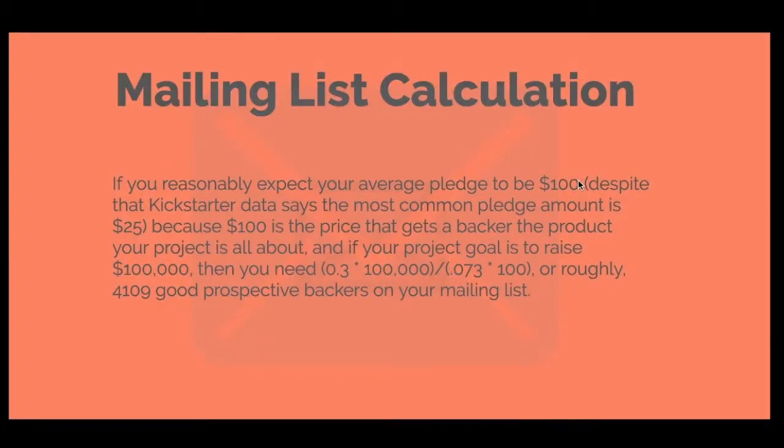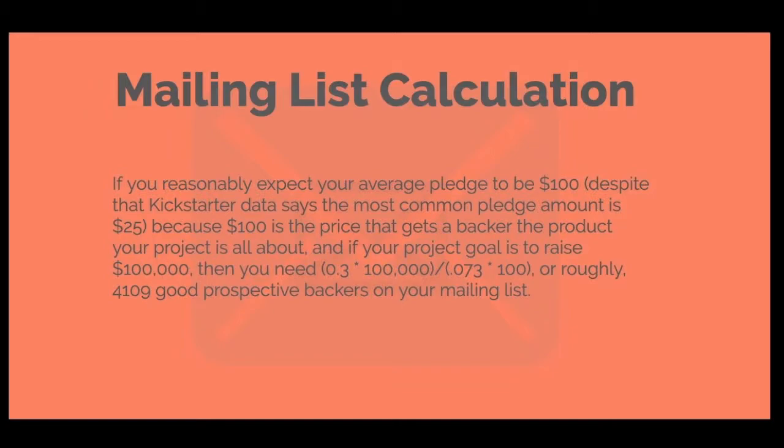Then you might want to break down your mailing list calculation, and this will determine kind of when you're ready to launch. And to break this down as simple as possible, what we're looking at is what's your average pledge? Is it $100? Kickstarter average is usually around $25. So if your average is $100 and your project goal is to raise $100,000, then you need a 3% conversion rate on your email address to roughly hit about 30% of your goal. So that means you would need over 4,000 people on your mailing list. Yeah, it's scary numbers. But that's what you've got to be thinking in terms of some of this data to get you that strong first day.